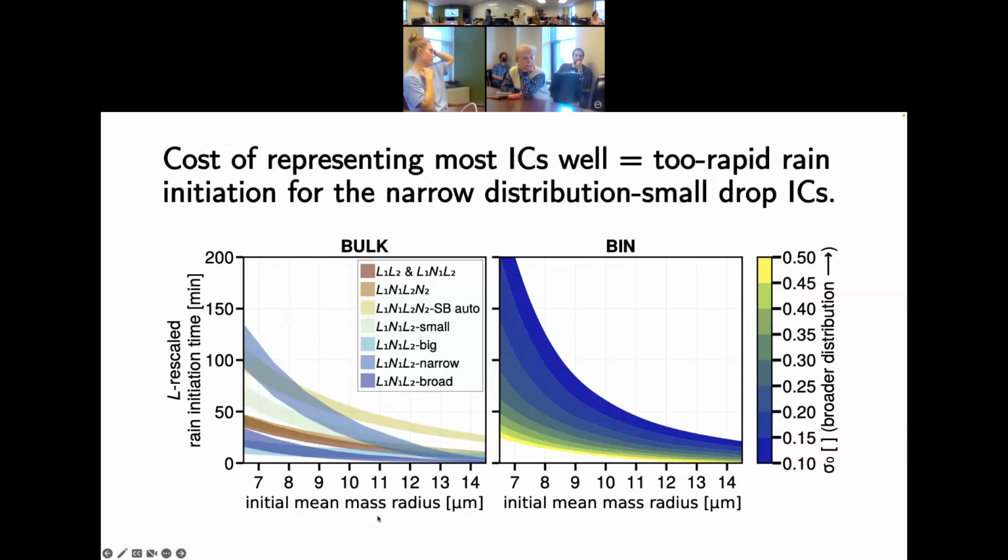And so the cost of representing most of these initial conditions well is the too rapid initiation of rain for the narrow distribution, small drop initial conditions. So basically, if we choose this type of parameterization, it's never taking us all that long to make rain. We're missing out on this persistence here.